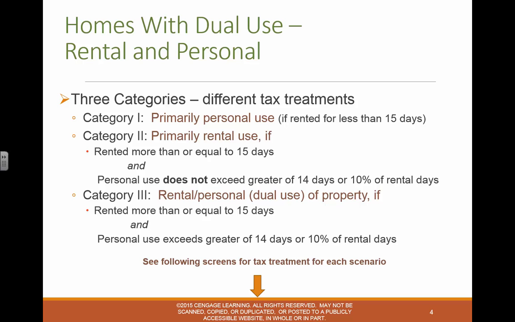Okay, so there's 3 categories of how this works, and it's pretty straightforward. The only one that gets a little complicated is number 3. So let me back up. When we talk about a vacation house, this is the first slide you come to. Which one of these 3 things is it? Number 1, it's primarily personal. In other words, I rented it out for less than 15 days. We know a ton of people that do this with their homes at Flathead. They rent it out for 2 weeks.